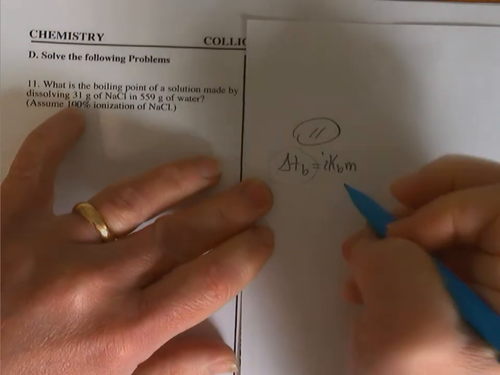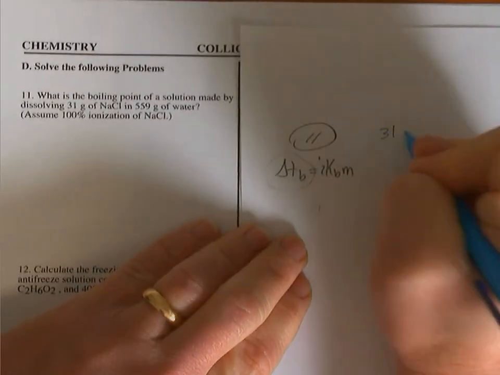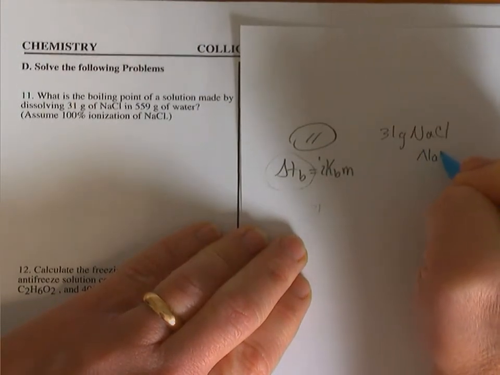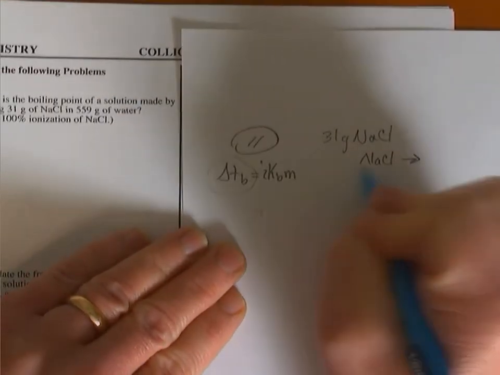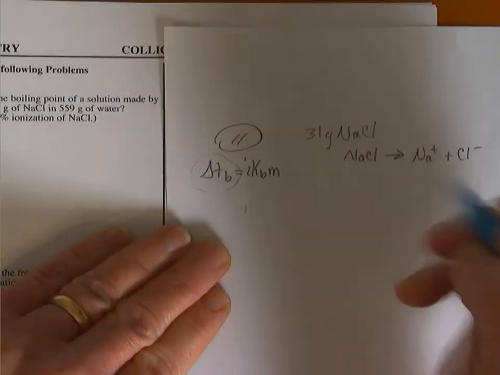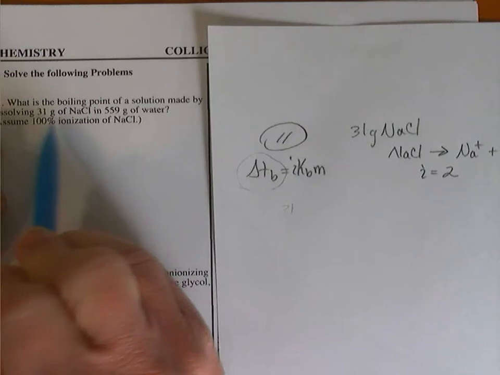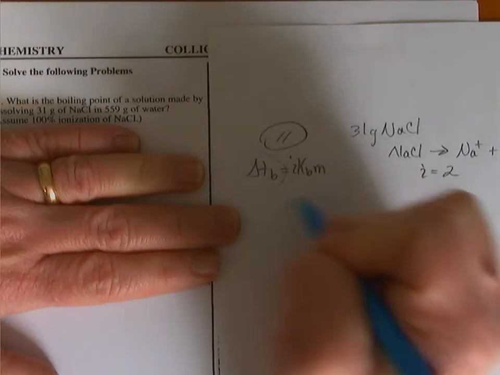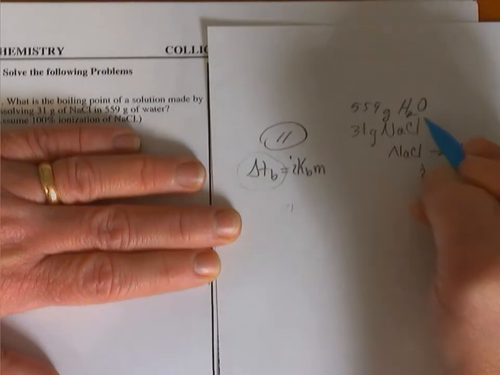I have dissolved 31 grams of sodium chloride. Sodium chloride is ionic. When that goes into solution, you don't have to write the dissociation equation, but for every one of these, we will get 1 sodium ion and 1 chloride ion. So I know my Van Hoff factor is 2. We're told, that should be dissociation, be forgiving, in 559 grams of water. That is my solvent.